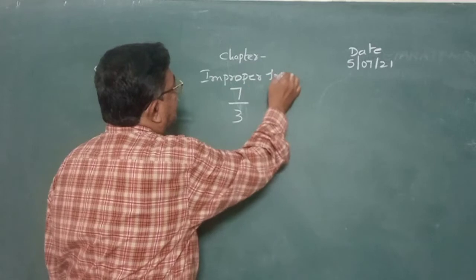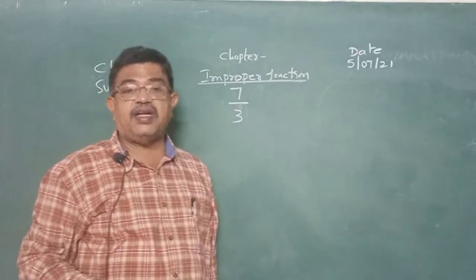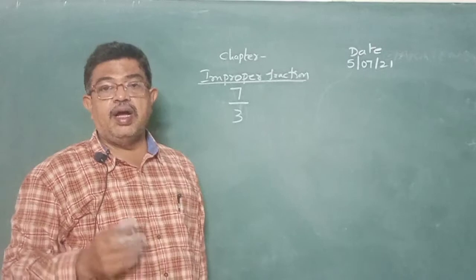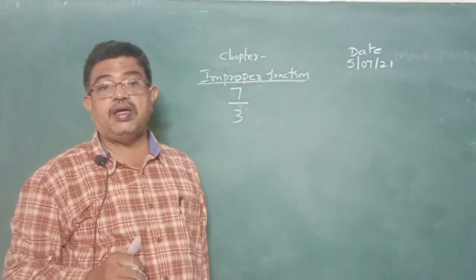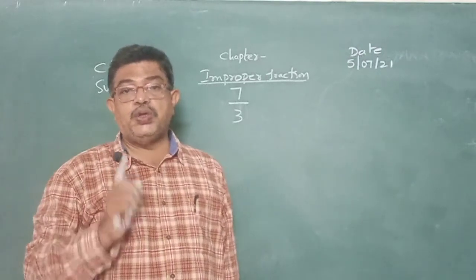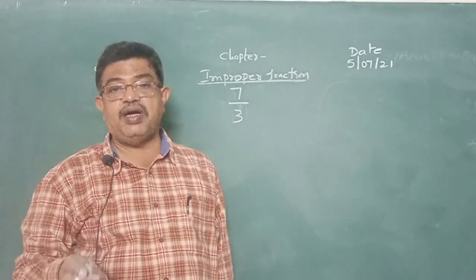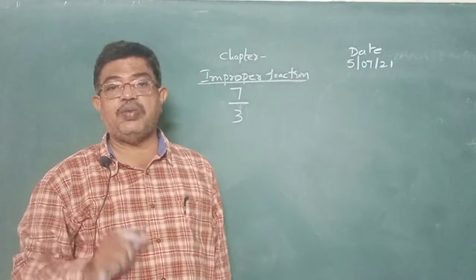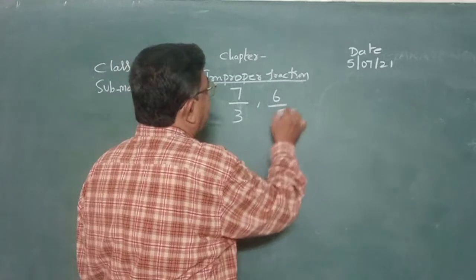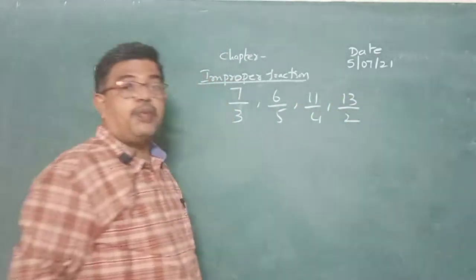Improper fraction. What are improper fractions? Third point you have to write. Improper fraction: a fraction in which the numerator is greater than the denominator, or the denominator is smaller than the numerator, is called an improper fraction. 7 by 3, 6 by 5, 11 by 4, 13 by 2, all these are improper fractions.